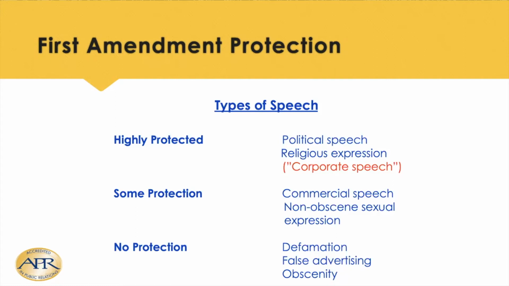Then the second bucket of types of speech is speech that has some protection under the First Amendment. And that is commercial speech, which also comes into play in terms of public relations. And this is really on the side of buying and selling goods. So this is going to be our advertising, promotional, paid posts, all that. Commercial speech has to do with business and the selling of goods and services. And of course, there are some aspects of that that are protected, and of course, there are some things you can't do along that line.